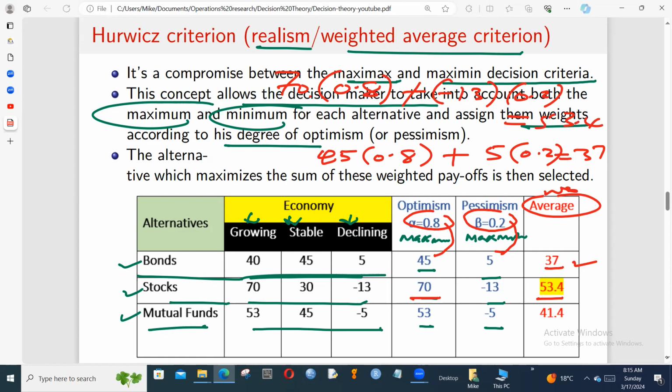And now what this Hurwicz criterion does is that the alternative which maximizes the sum of the weighted payoffs is then selected. So we look at among these weighted averages, which one is the maximum? It's actually 53.4, which is the maximum. So if 53.4 is the maximum, we now select the alternative corresponding to that, and that is stocks. So based on Hurwicz criterion for this kind of decision table, one will make a choice to invest in stocks.